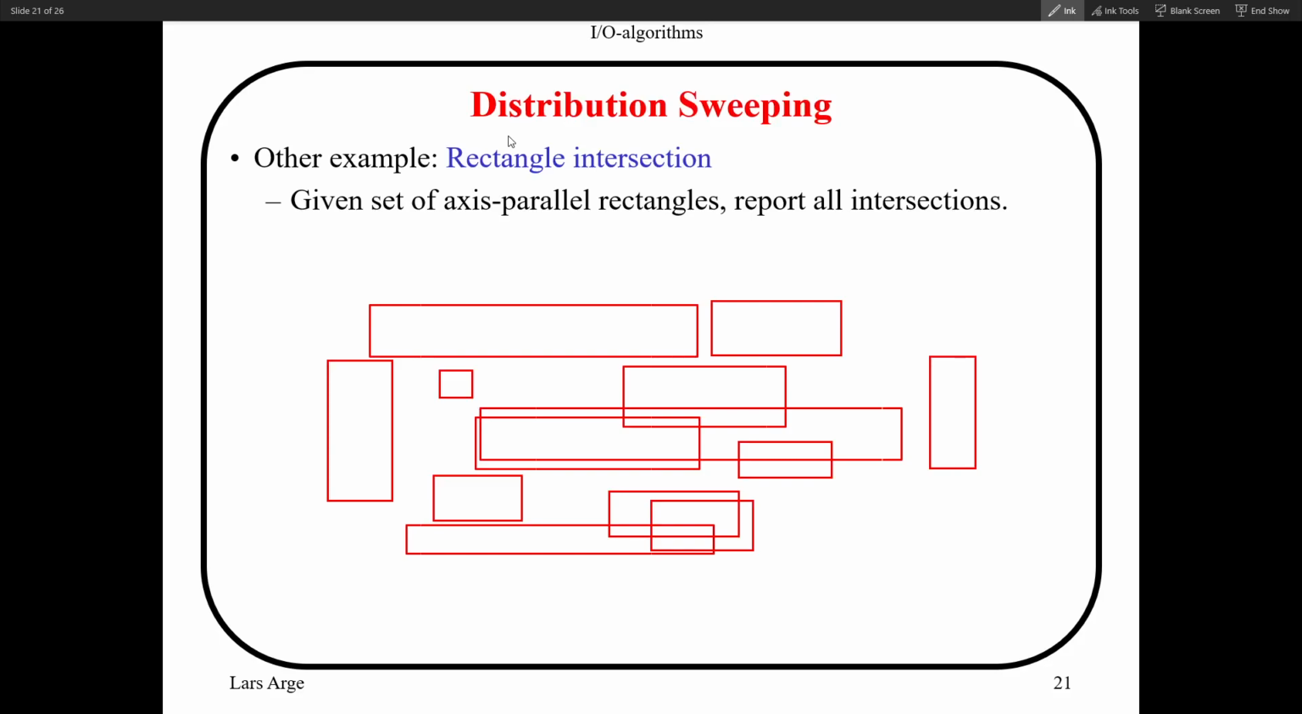Not every sweep line problem can be solved with the distribution sweeping technique that we saw in the previous video. Sometimes you need to make things slightly more complicated or slightly more advanced. One example of this is the rectangle intersection problem, where given a set of axis parallel rectangles, we want to find all the intersections.